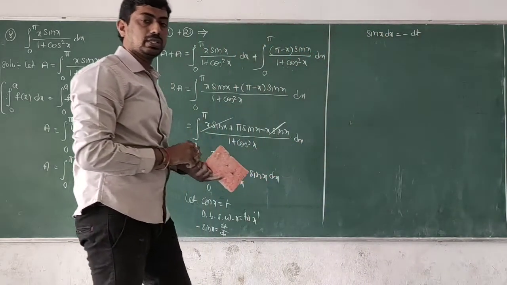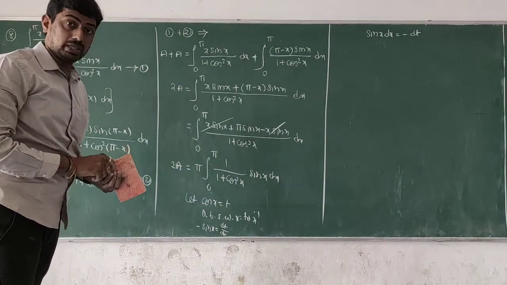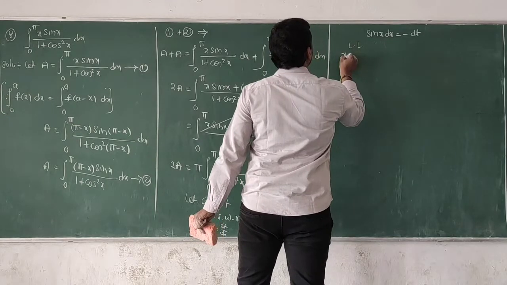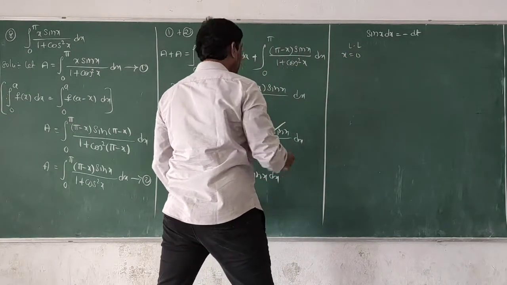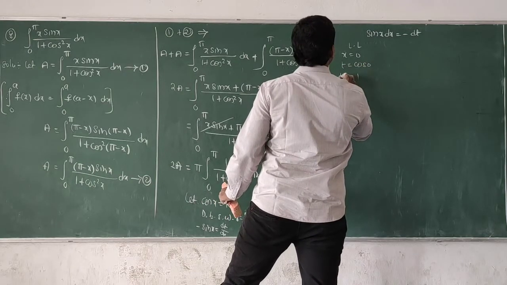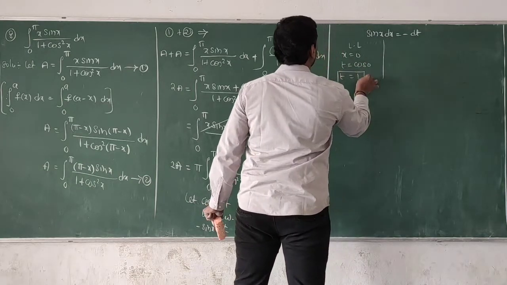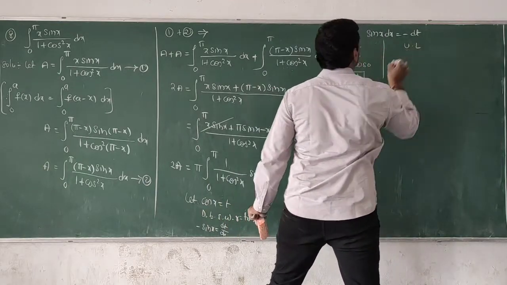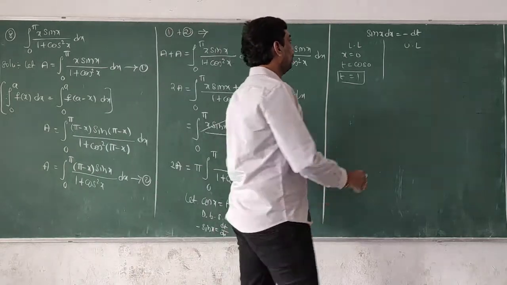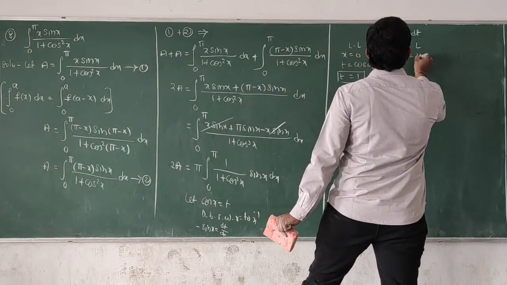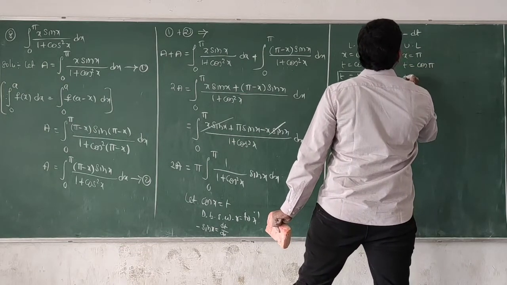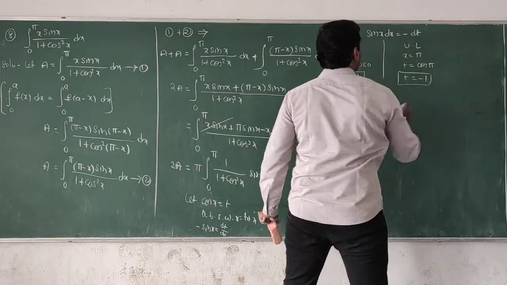Okay, here we use the substitution method. In the substitution method, limits are also changed. That's why for the lower limit x equal to 0, t equal to cos 0, and cos 0 equals 1. So t equal to 1. Next, the upper limit pi. So x equal to pi, t equal to cos pi. Cos pi means minus 1.